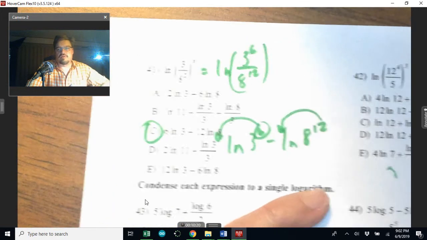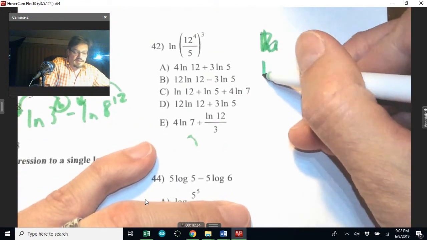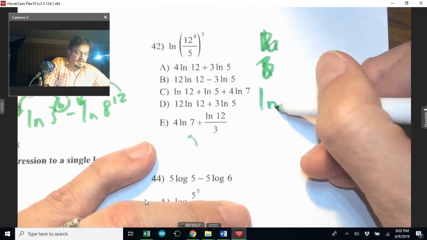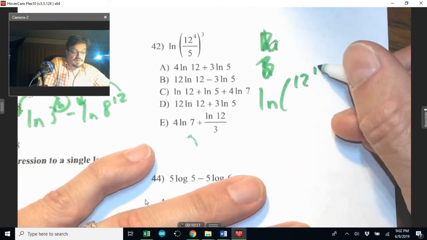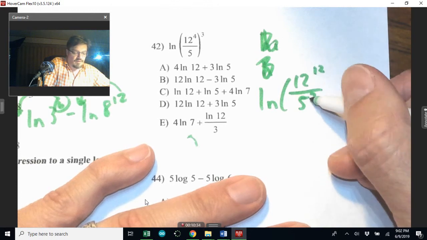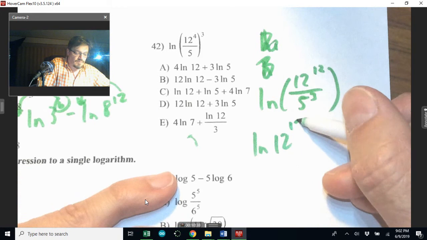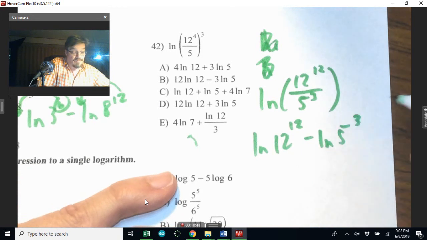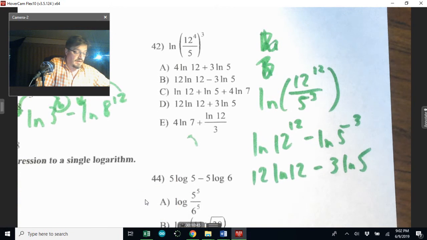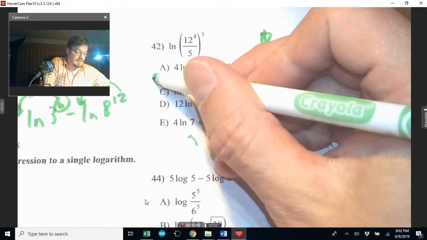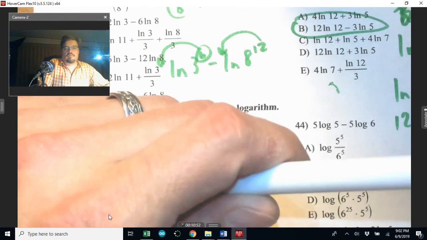It looks like these are extremely similar. That was actually an ln. I did it again. ln is not an h. So we've got 12 to the 12th and then 5 to the 3rd. Split it apart so that you get ln of 12 to the 12 minus the ln of 5 to the 3rd. And that exponent comes out in front. And it looks like we've got the b. Okay, b is the answer. We'll stop there and move right along here.